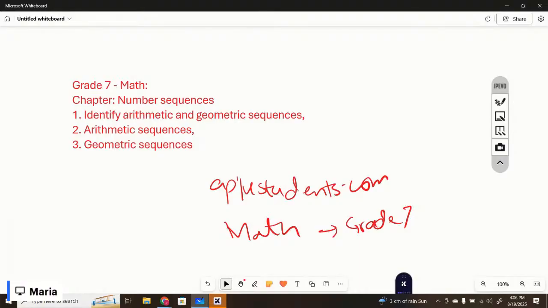We're going to start with the chapter number sequences. The lessons we're going to cover today are identify arithmetic and geometric sequences, arithmetic sequences, and geometric sequences. So please make sure you have your notebook and pencil so that you can note down the important examples and definitions as well.